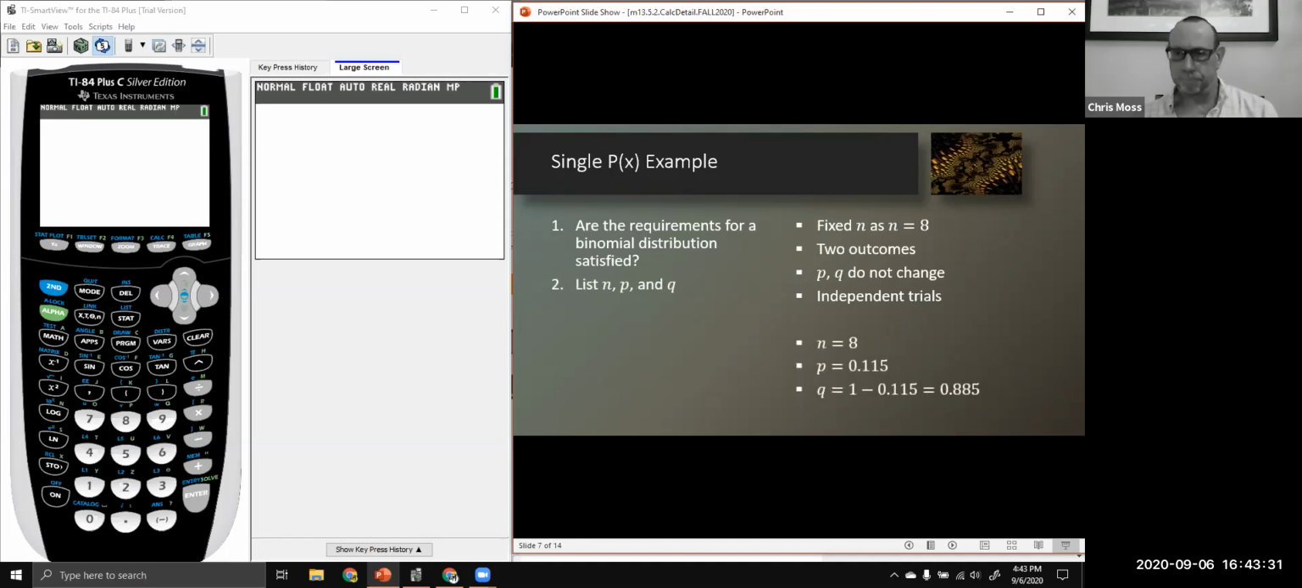N equals 8. How many trials do we have? We make 8 selections. 11.5% of people have never left their home state. So P is equal to, not 11.5, 0.115. We'll go ahead and convert that percent to the decimal presentation by moving that decimal place 2 places to the left. This also gives me Q. 1 minus 0.115 is 0.885. I'll use that one in the next presentation.